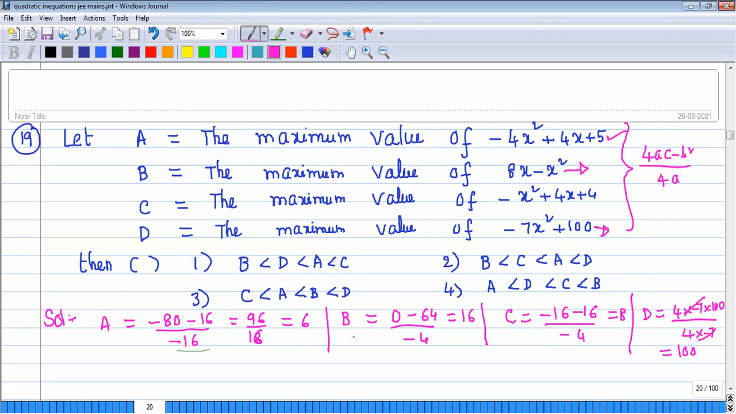So now arrange in ascending order. 6 is less than 8, 8 is less than 16, 16 is less than 100. 6 corresponds to A, 8 corresponds to C, 16 corresponds to B, 100 corresponds to D. So the order is A less than C, C less than B, B less than D. The answer is not there.